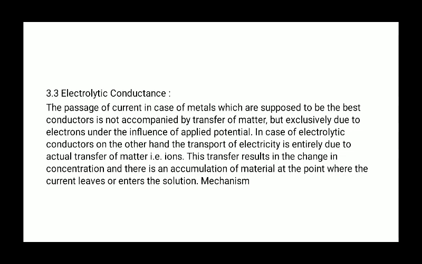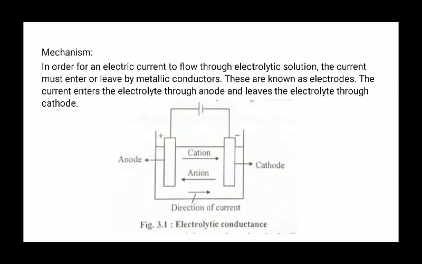Now consider the mechanism. In order for electric current to flow through the electrolytic solution, the current must enter or leave by a metallic conductor. These are known as electrodes. The current enters the electrolyte through the anode and leaves the electrolyte through the cathode. This figure represents a system containing anode and cathode dipped in electrolyte solution. As already mentioned, the transport of electric current through an electrolytic conductor is due to ions carrying either positive charge or negative charge. The cation moves towards the cathode and the anion moves towards the anode when current is flowing.